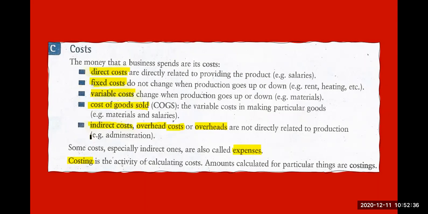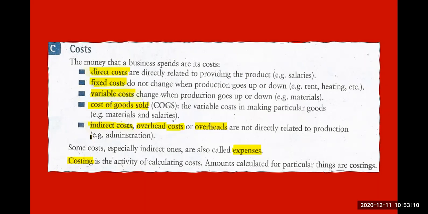Okay, so indirect costs, overhead costs, or overheads, three different names for the same thing, are not directly connected to the production, but they are involved in the accounting of the company, but they don't affect directly the production. For example, administration costs, right? So maybe janitors, some materials that you use in the office, things that are not directly connected with the production, but anyway, you have to pay for them.